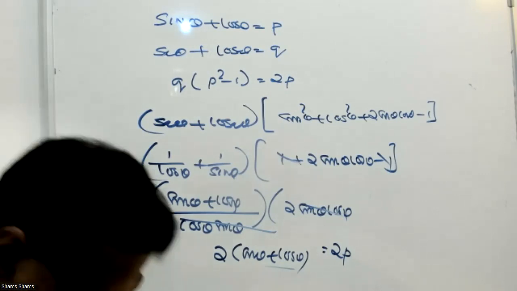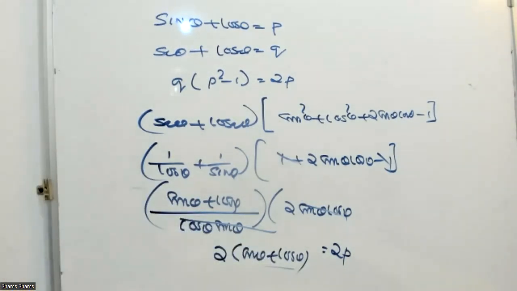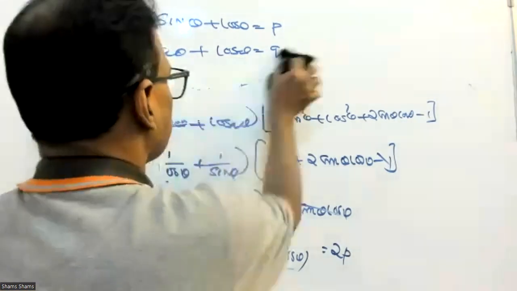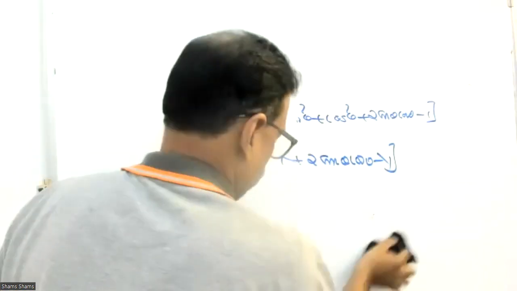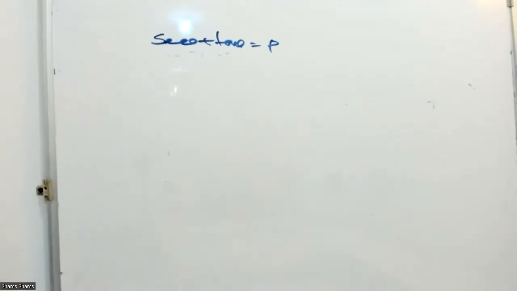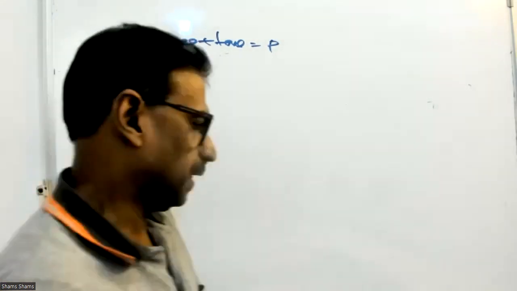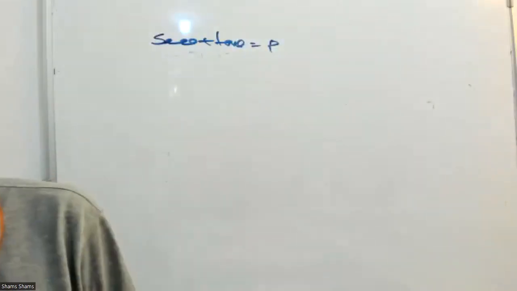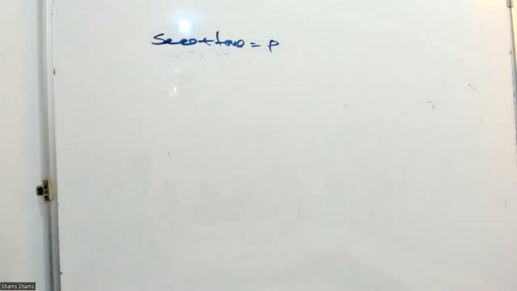If sec theta plus tan theta equals P, find the value of sec theta, tan theta, and sin theta in terms of P. Question again: sec theta plus tan theta equals P. Find the value of sec theta, tan theta, sin theta in terms of P.